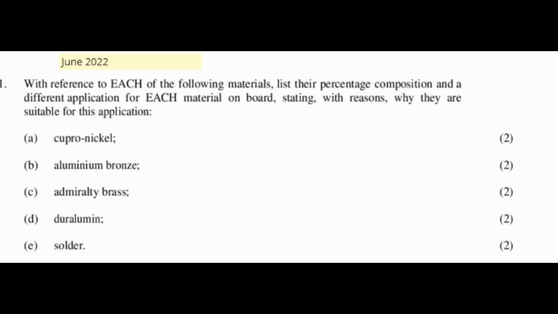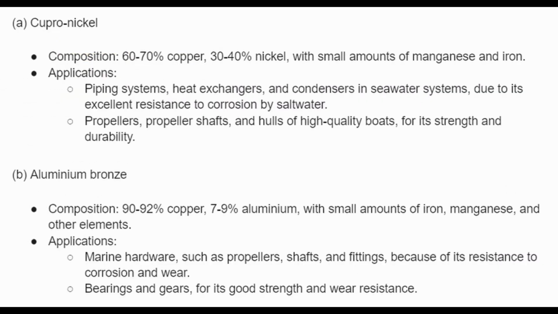So, cupro-nickel composition: 60 to 70% copper, 30 to 40% nickel, with small amounts of manganese and iron. Applications: piping systems, heat exchangers, and condensers in seawater systems due to its excellent resistance to corrosion by salt water. Propellers, propeller shafts, and hulls of high-quality boats for its strength and durability.